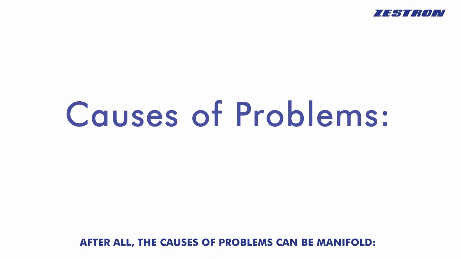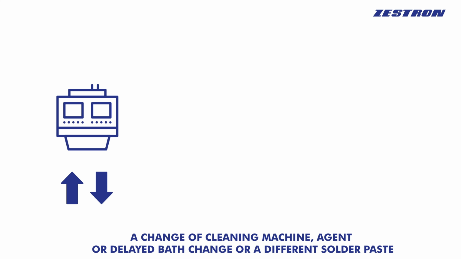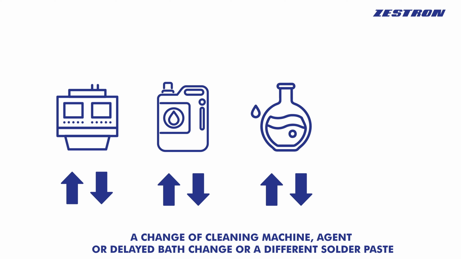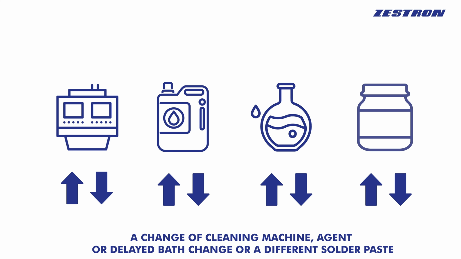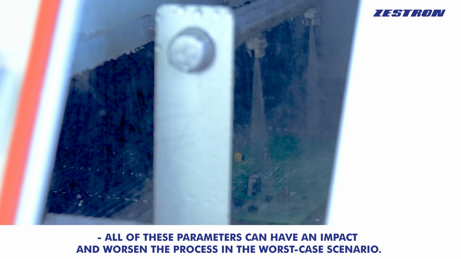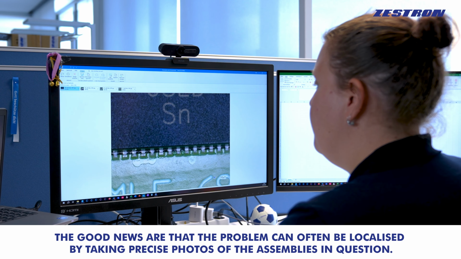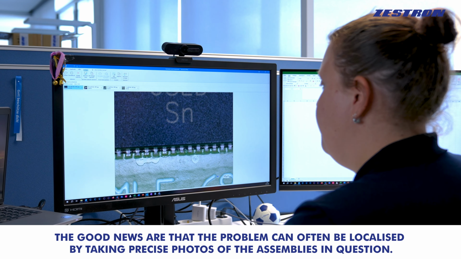After all, the causes of problems can be manifold. A change of cleaning machine, agent or a delayed bath change, or a different solder paste. All of these parameters can have an impact and worsen the process in the worst-case scenario. The good news is that the problem can often be localized by taking precise photos of the assemblies in question.